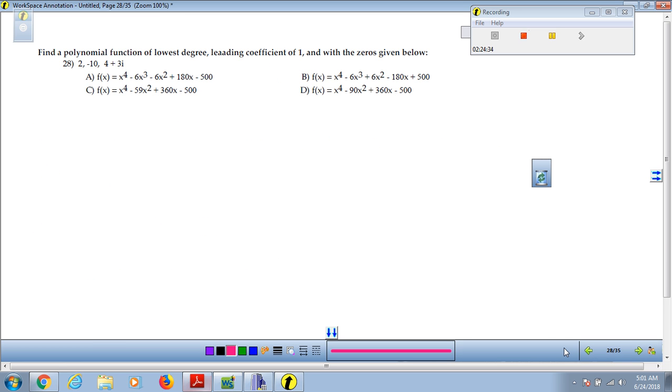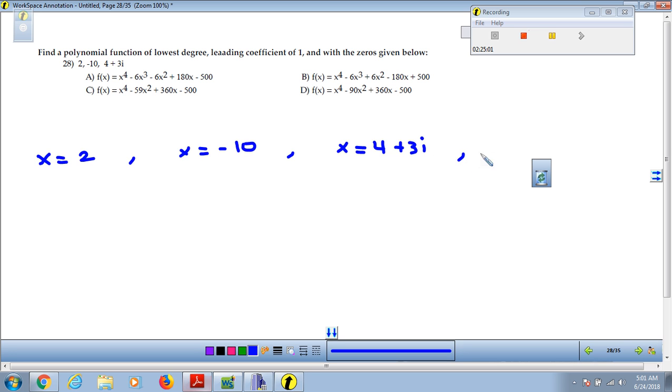Okay, find a polynomial function. So this is a different question. Find a polynomial function of lowest degree, leading coefficient of 1, and with the zeros given below. Okay. So these are the zeros. x equals 2, x equals negative 10, x equals 4 plus 3i.